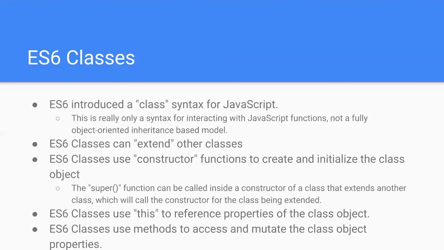ES6 classes use this to reference properties of the class object. So the methods and properties we have, if you have a method called getFirstName, you would call this.getFirstName to call that method. And then we also use methods to access and mutate the class object properties. So similar to Java, we usually aren't accessing properties directly of other classes, but we're calling the methods that will then access or mutate those properties.